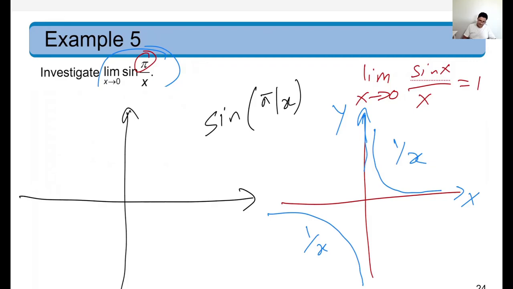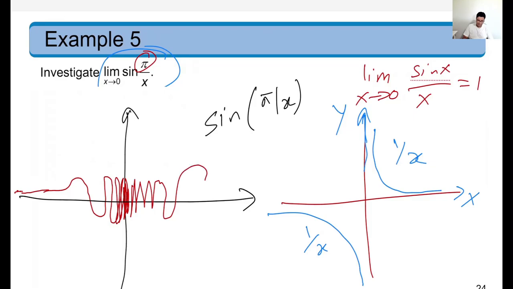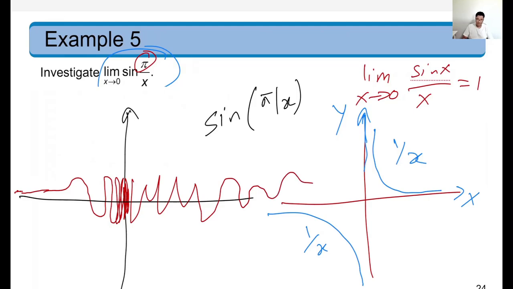So the graph of sine of 1 over x would be like this. For large negative x or positive x, the values will be close to 0. But as it gets closer to 0, the values of the function will start fluctuating. It will be fluctuating, and slowly it will die down and go to 0 again on the right side. I didn't do a good job there, but you get the idea.